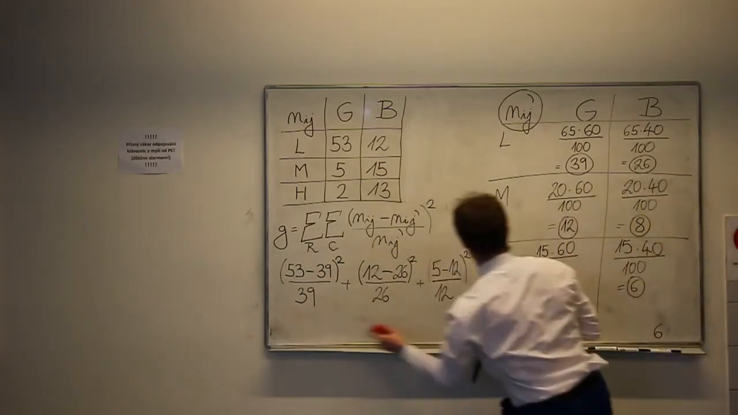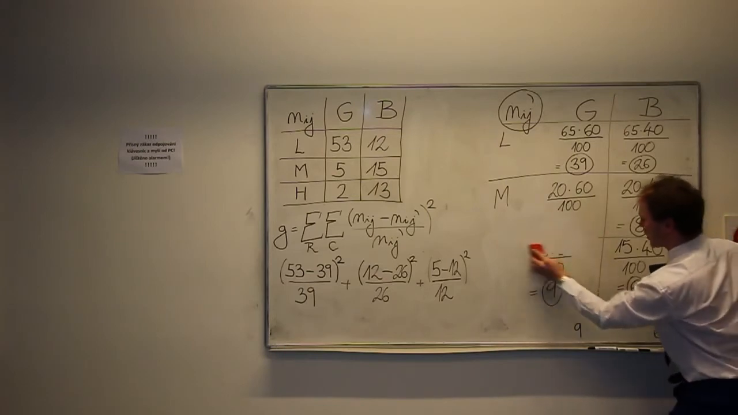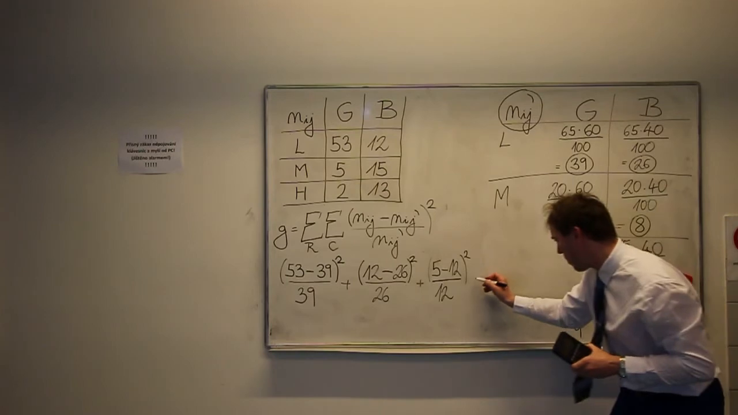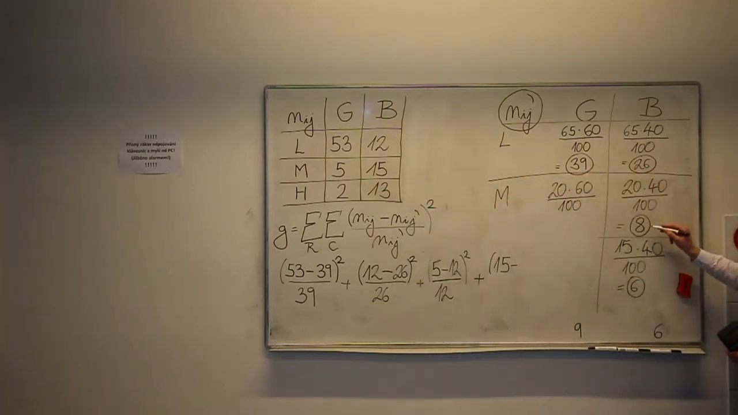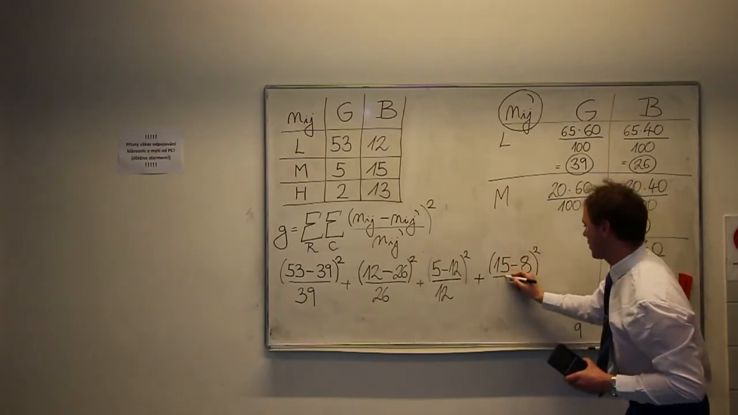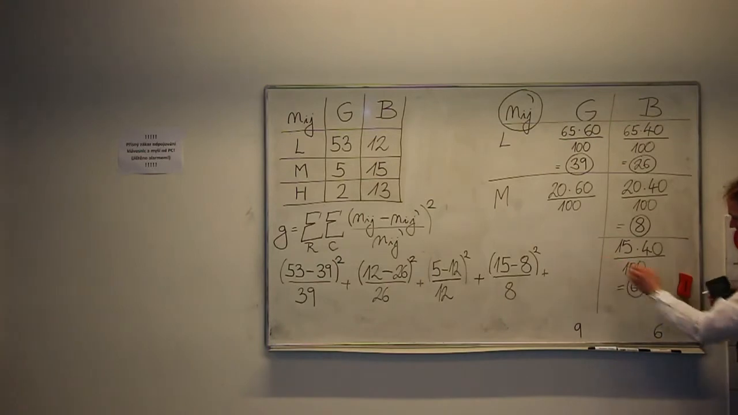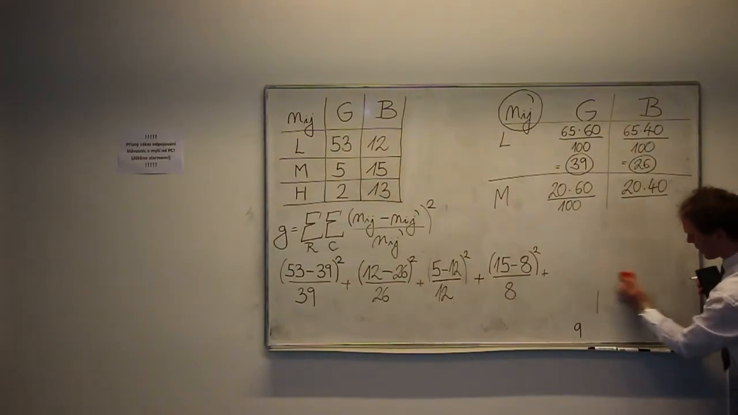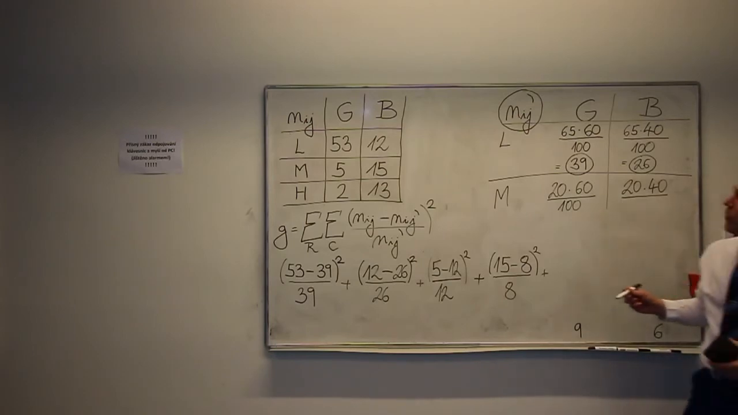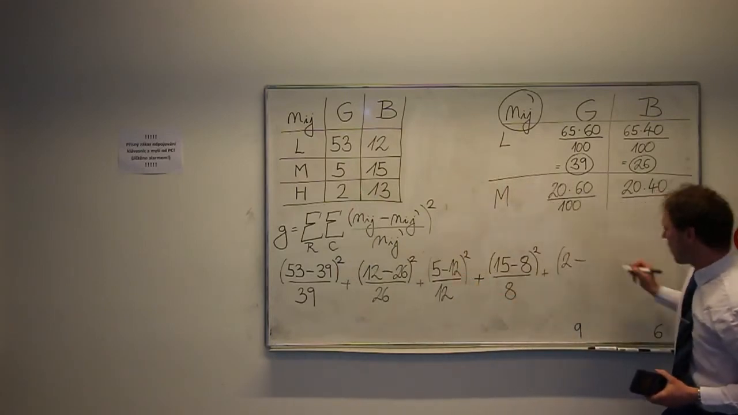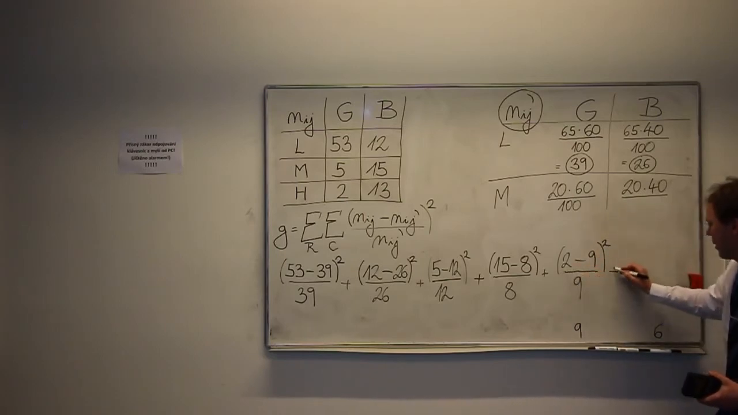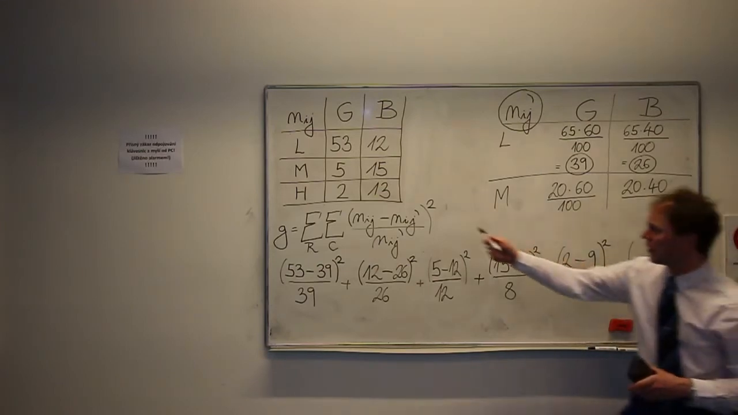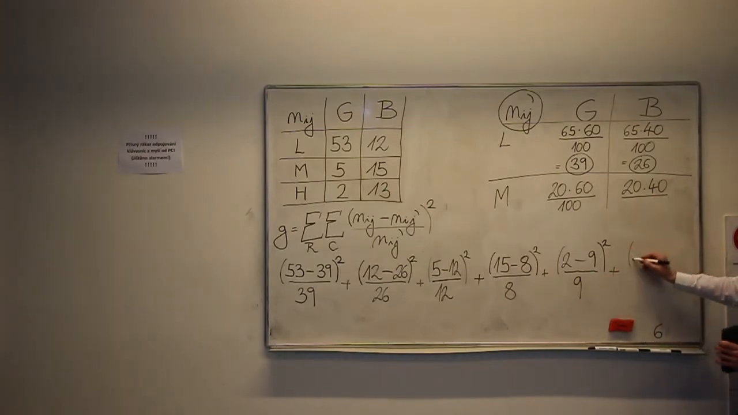I must delete this because of space. So sorry for this. We can continue. Plus 15 minus 8, squared, divided by 8, plus, I will delete this. And we have here the last two partial results. 2 minus 9, squared, divided by 9, plus, and finally, this 13 and 6: 13 minus 6, squared, divided by 6.